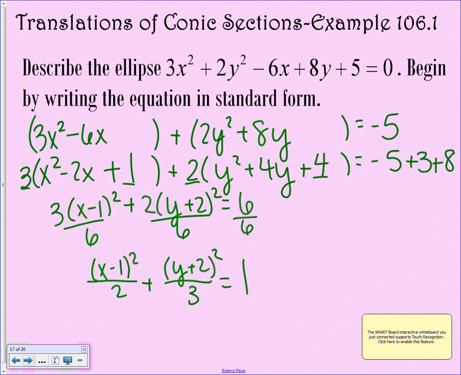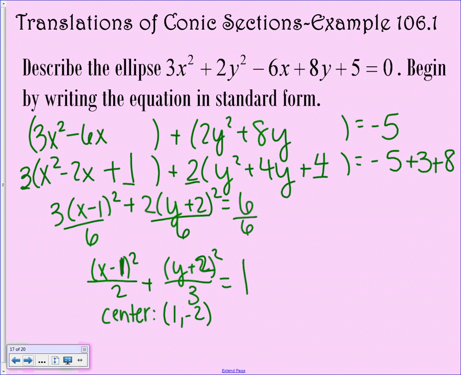So to describe an ellipse, we need to tell where the center is. Well, the center on this one is going to be 1, -2. You're going to find it from that 1 and that 2 right there. And then the other thing that we need, is it horizontal or vertical? Well, the 3 is larger, so it is vertical. Our major axis and our minor axis.